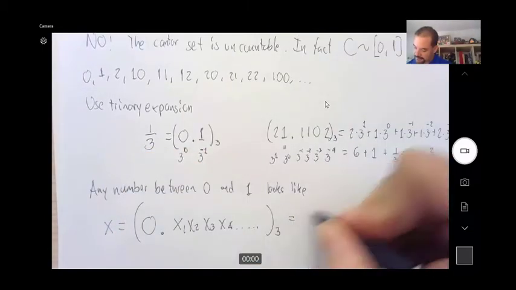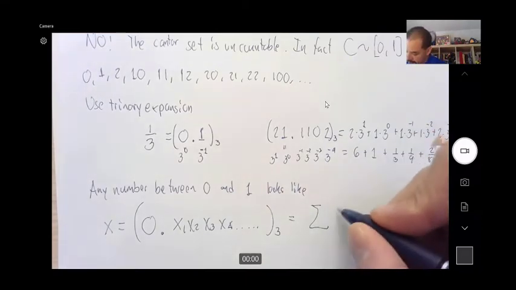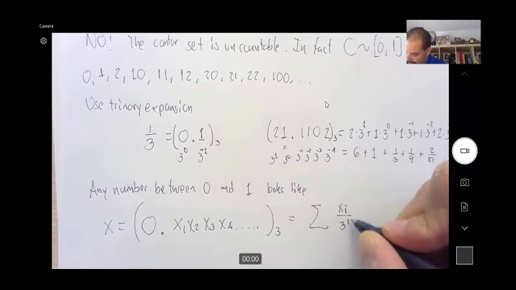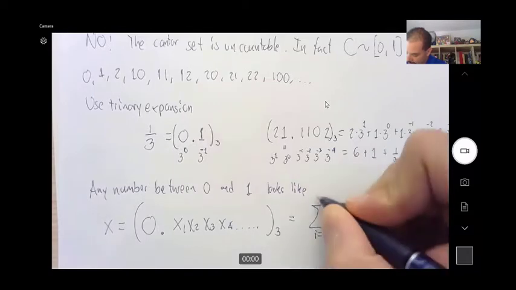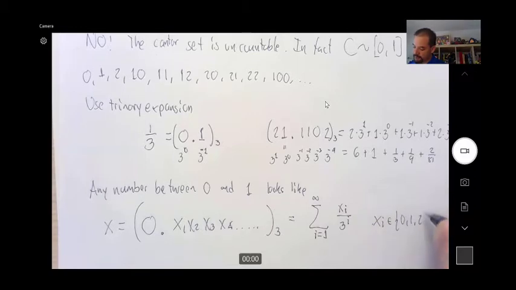And what it means, if you want to write it as a precise number, is the sum of x sub i over 3 to the i, from i equals 1 to infinity, where the xi's are the digits. The xi's are either 0, 1, or 2. Those are our only possibilities. It's the same as decimal. With decimal, what are the digits you use? 0, 1, 2, 3, 4, 5, 6, 7, 8, 9. We just have more. Here, we're only going to use 0, 1, and 2, okay?